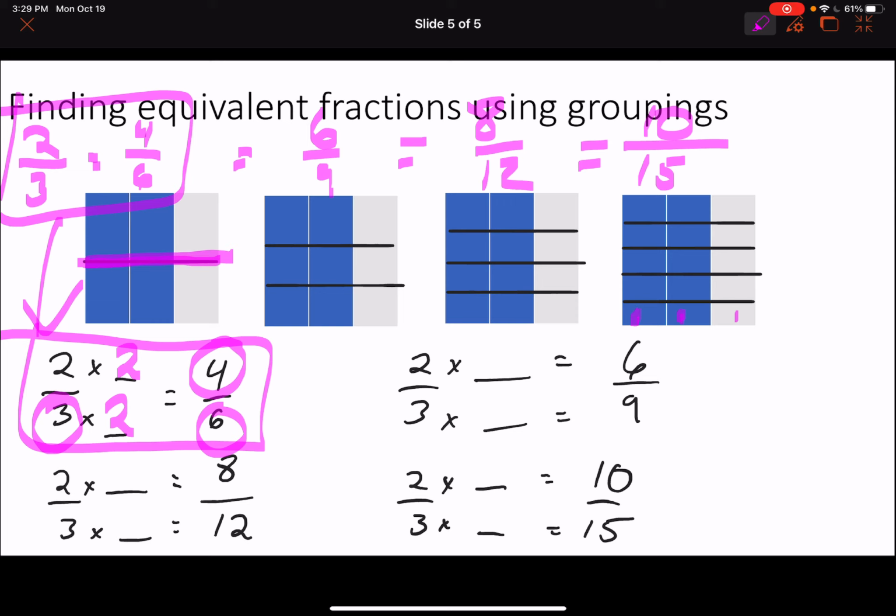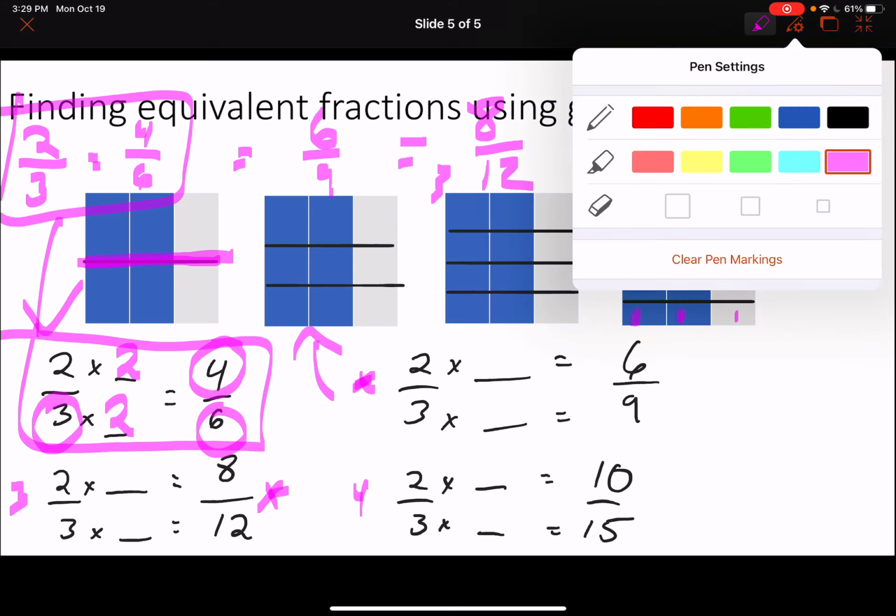I want you to do this section here, which refers to this one. I'm just going to write number 3, which refers to the third one here. And this section refers to the last one there. So just pause and do this yourself. All right, welcome back.